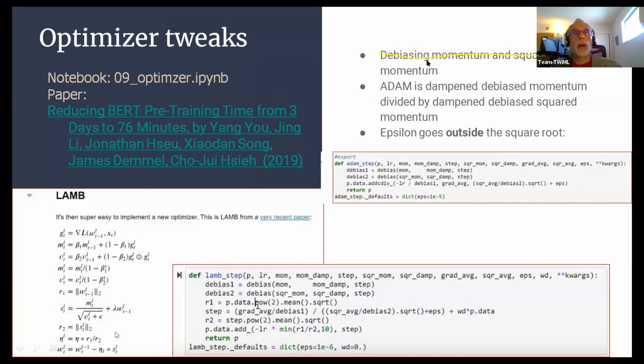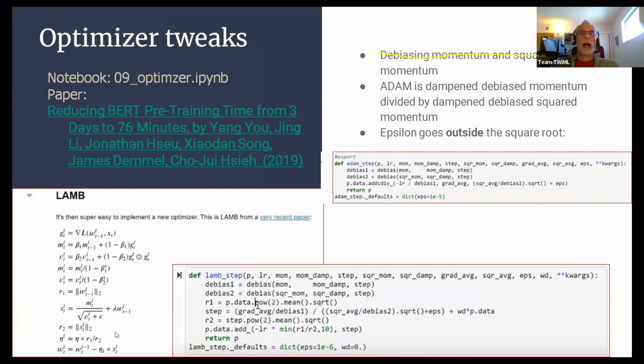But before we do that, let's go back and talk about momentum. He goes through how you debias the momentum and the squared momentum in the formula. And then he talks about Adam, because Adam is an improvement on momentum. In words, Adam is dampened debiased momentum divided by dampened debiased squared momentum. And dampened refers to the exponentially weighted moving averages that are involved in computing the momentum. And debiasing means dividing by.